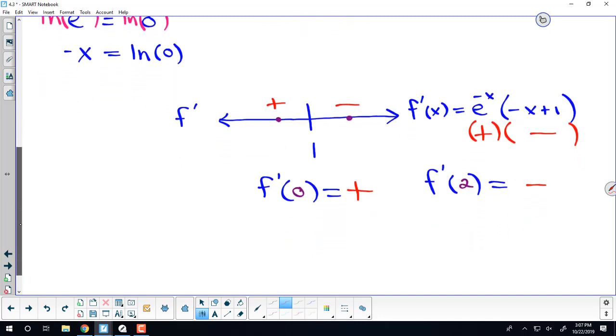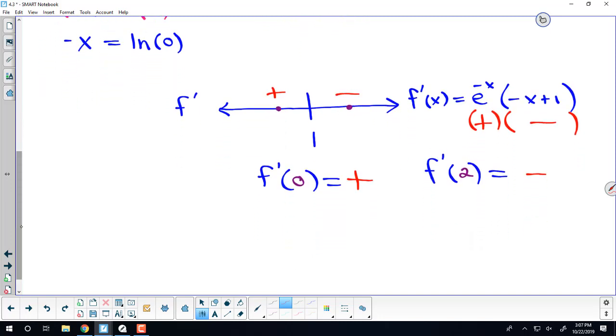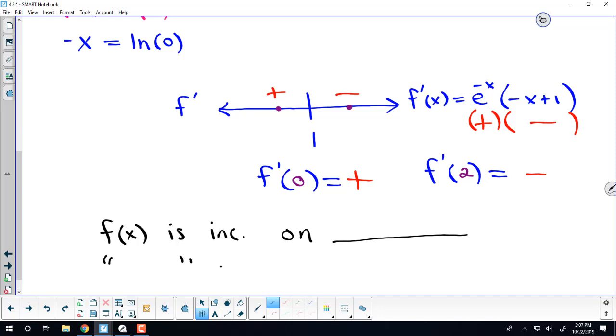I think most people were plugging that into a calculator, which is fine, but I think it's just as easy to look at the factors. Could save some time. So what does that mean about our function? f of x is increasing on this interval, and f of x is decreasing on this interval. Does anyone have any questions on that?